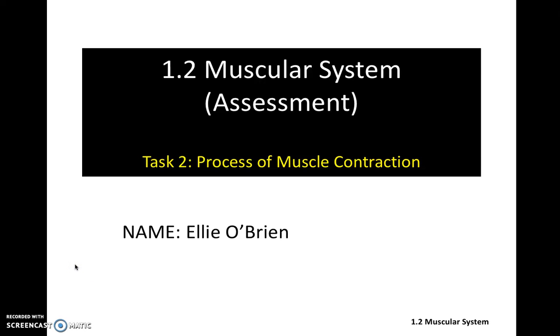The purpose of this presentation is to show the process of a muscle contraction from start to finish, as well as explaining the different types of muscle contractions and how they'd be used in a sporting context.